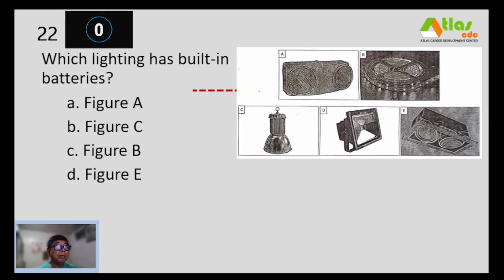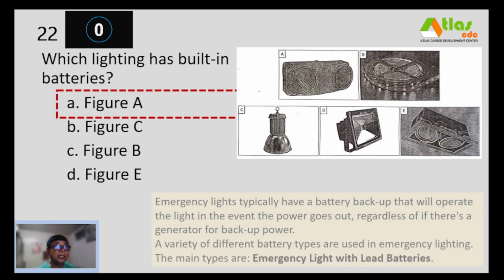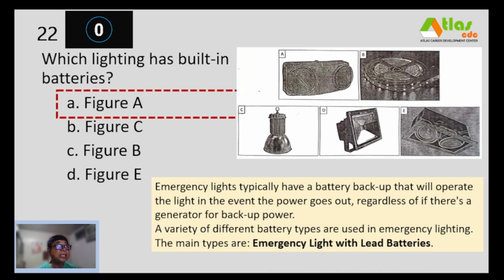And our correct answer is figure A. So emergency lights typically have a battery backup that will operate the light in the event the power goes out, regardless of if there's a generator for backup power. So a variety of different battery types are used in emergency lighting. The main types are emergency lights with lead batteries.